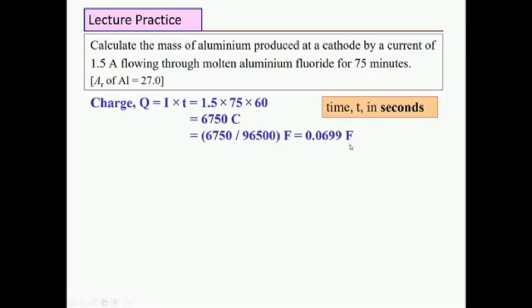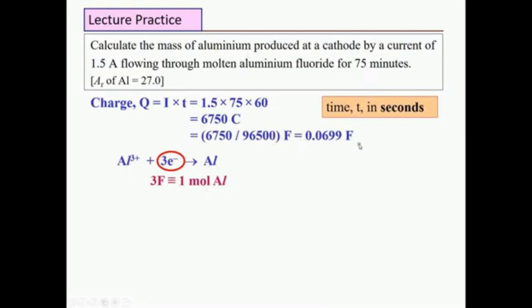0.0699 Faraday. Now we are looking at the mass of aluminium. So aluminium produced at a cathode comes from the discharge of aluminium 3+ cation. The equation would therefore be this: 1 mole of aluminium 3+ picking up 3 moles of electrons to give a mole of aluminium. So from the equation, 3 Faraday liberates 1 mole of aluminium. We can write it as 3 Faraday equivalent to 1 mole of aluminium.